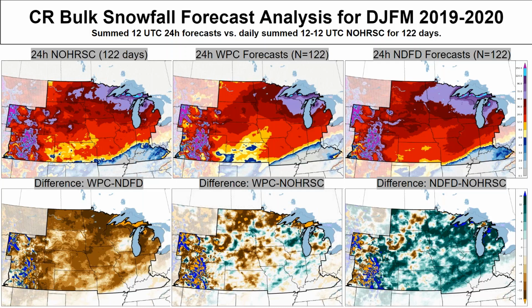But still, in the mean, WPC's snowfall forecast in the Great Lakes and upper northeast portion of Minnesota there is well below what was in the NOHRSC analysis, but more of a balance. So it's more of a balance between the over and under forecasting, and the tendency in the NDFD to over forecast based on NOHRSC.